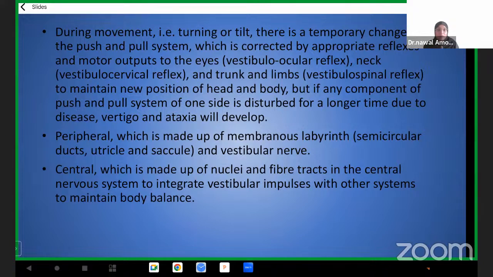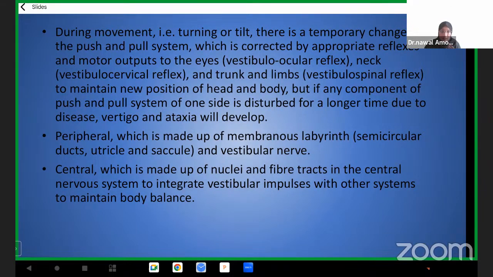Can be asked in Viva: vestibulo-ocular reflex, vestibulo-cervical reflex, and vestibulo-spinal reflex. Now we have something in a peripheral system which is made up of membranous labyrinth. This is known as semicircular canals. We have utricle and saccule. And we have a nerve known as vestibular nerve.